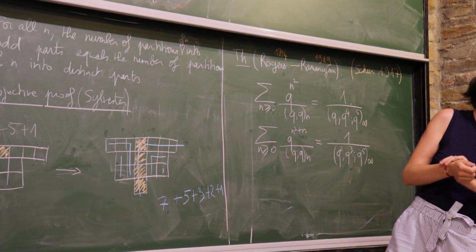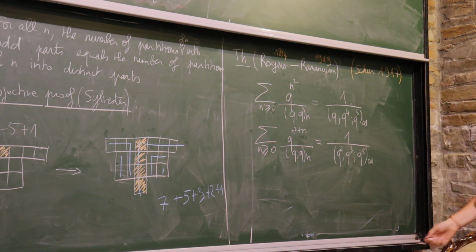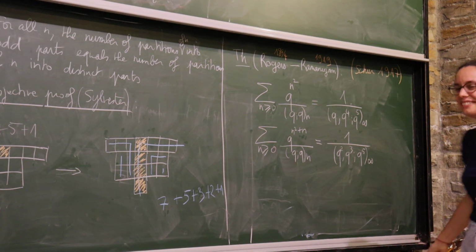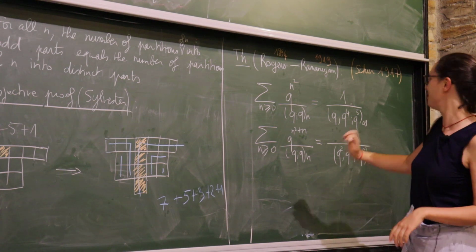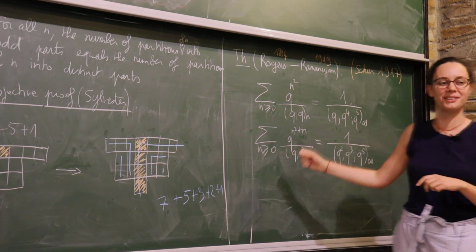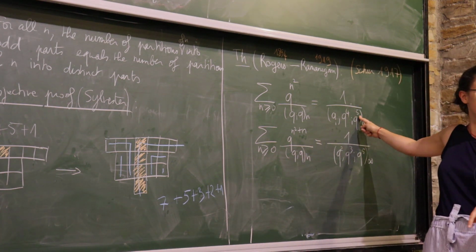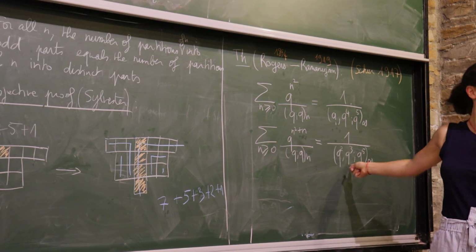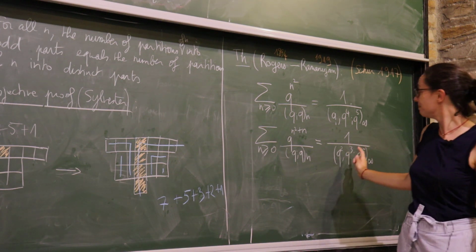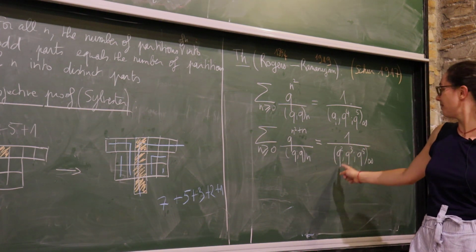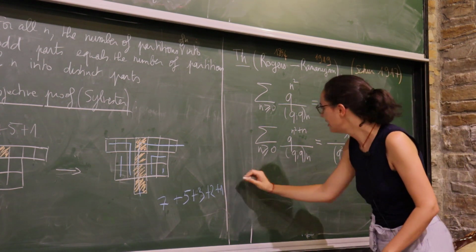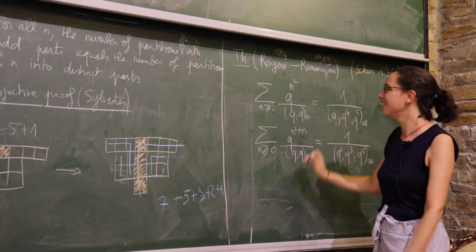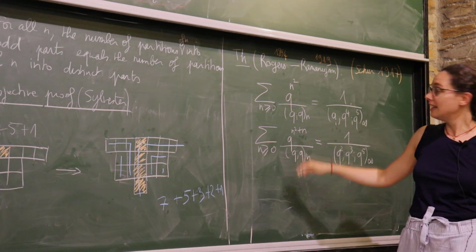Go ahead. Partitions into parts such that parts are congruent to 1 or 4. Yes, thank you very much. So indeed, on the right you have the generating function for partitions into parts congruent to 1 or 4 modulo 5. And here, following exactly the same pattern, you have partitions into parts congruent to 2 or 3 modulo 5. Okay, so that's at least one side that's relatively easy to explain.